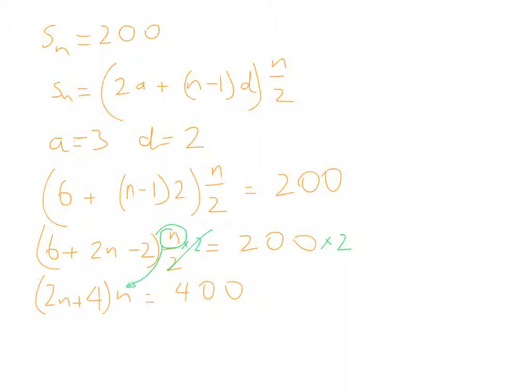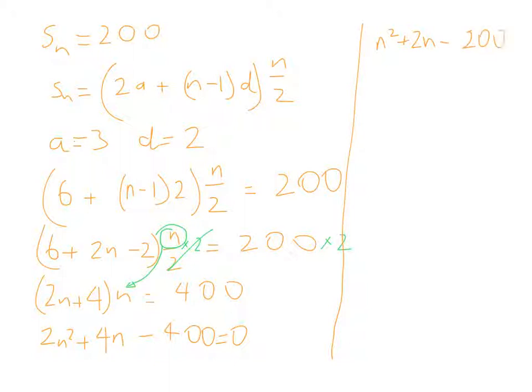Now what we'll end up with is 2n squared plus 4n minus 400 equals 0. I'm going to go and halve that all straight away. So I'll end up with n squared plus 2n minus 200 equals 0. And I can't see a way to factorise that really quickly, so I'm going to go to the quadratic formula where n equals minus 2 plus or minus the root of 4 minus 4 times minus 200 on 2.